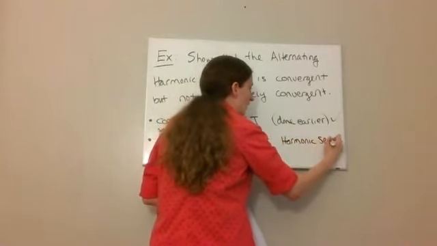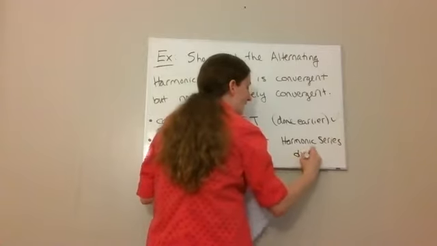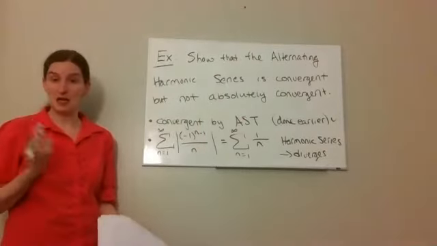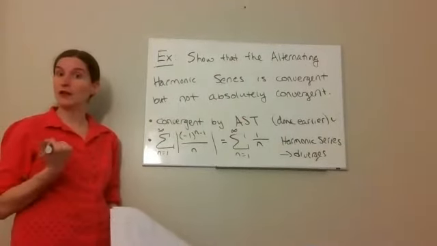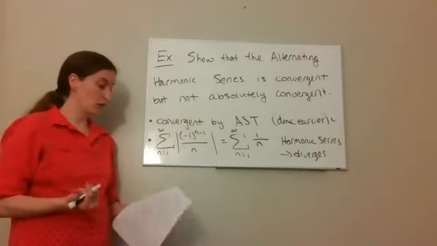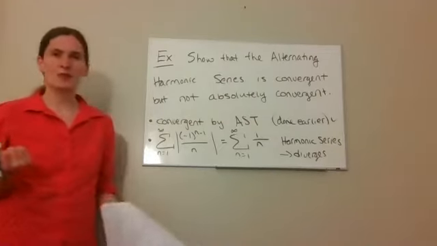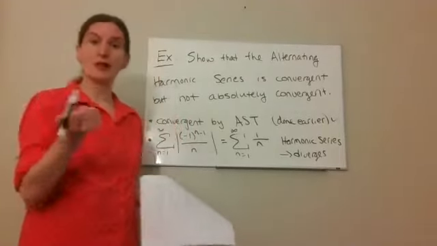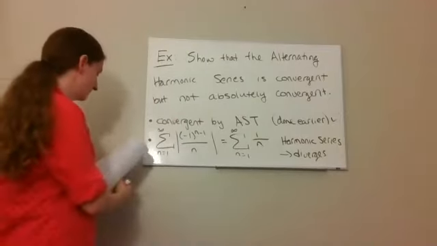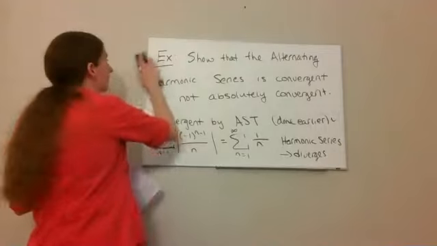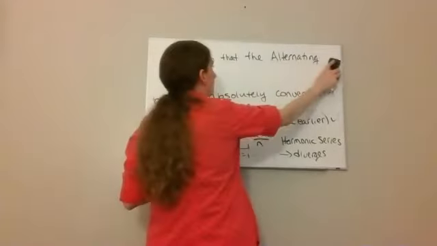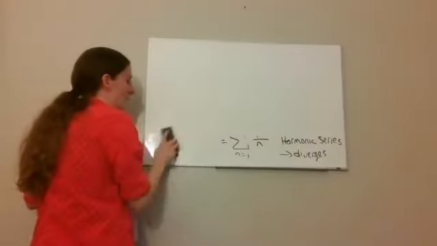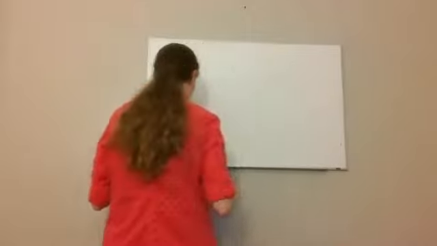And we know that that regular harmonic series diverges. So that means that my alternating harmonic series, even though it converges, it is not absolutely convergent. So what do we call a series that converges but doesn't converge absolutely? We call that conditionally convergent. Let me write down that definition for us.